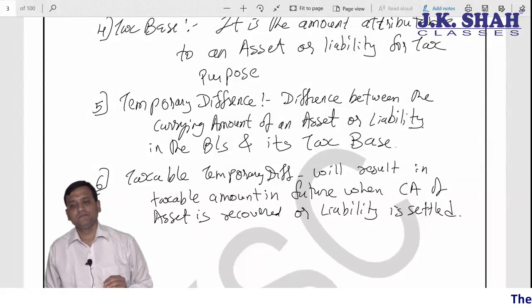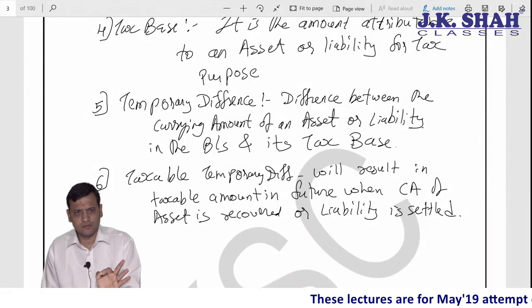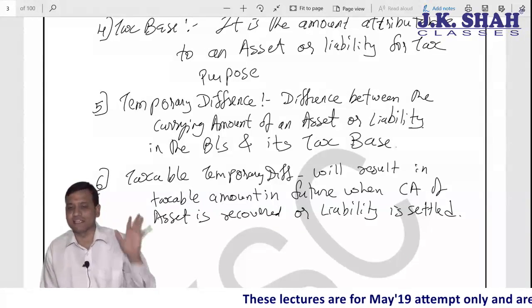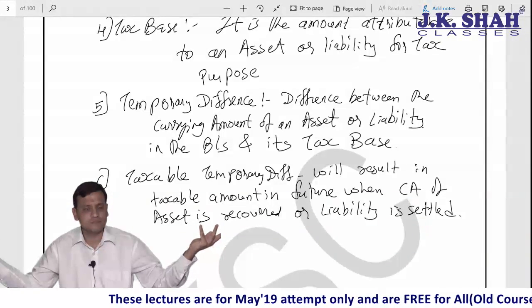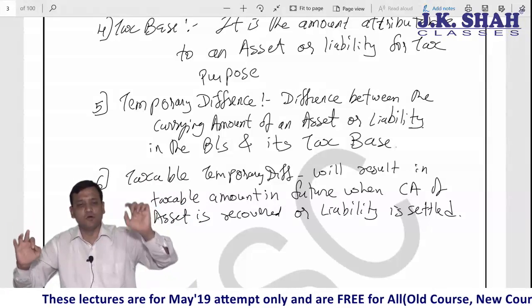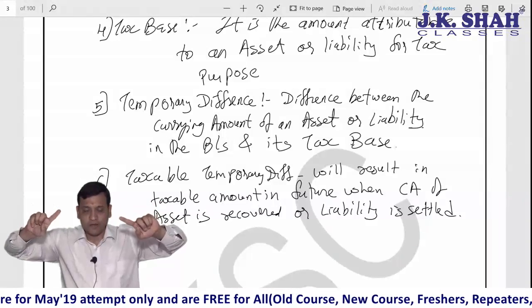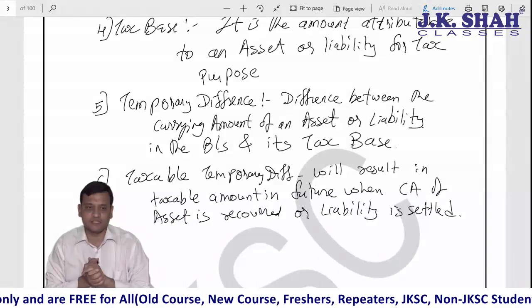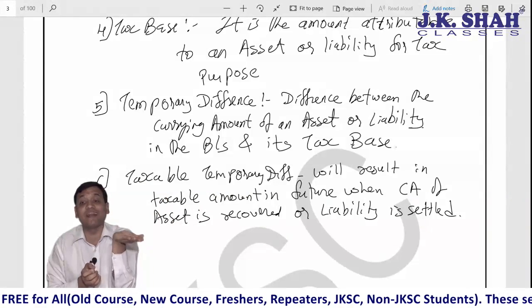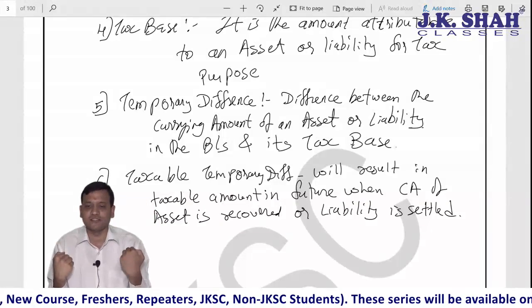Say for example, an asset is appearing in the books of accounts at 100. The same asset in the tax record is appearing at 70. Why? Because of difference in depreciation. Now what is going to happen? The asset will be recovered. Recovered means I will try to get benefit from that asset. So can I say that asset is going to give me revenue? The benefit I am going to get from the recovery of the asset is 100.